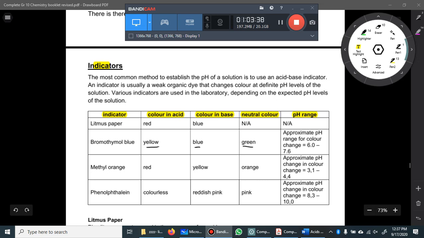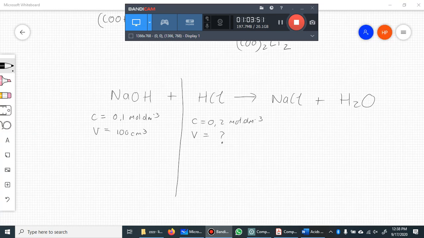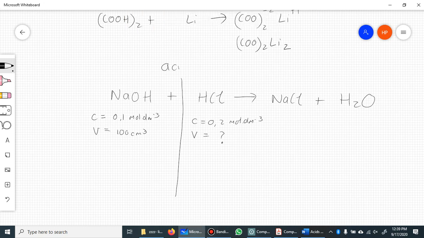Okay, once you've written those indicators down, and if you haven't at this point, you can always pause and just write them down. We're going to go on to different types of calculations that you can do in this section. Okay, so then moving on to acid-base calculations.